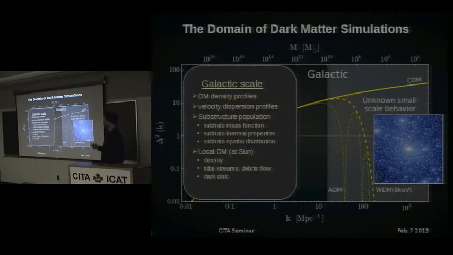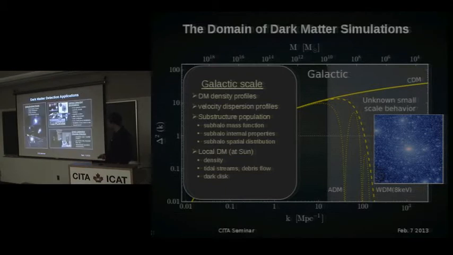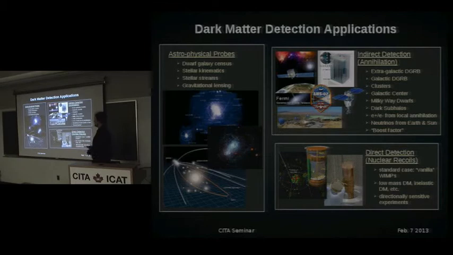And those are useful for learning density and velocity dispersion profiles in dark matter halos, and in particular about learning about the substructure. So the remnants of this hierarchical merging process that populate all these dark matter halos. Now, what's the connection here between the simulations and trying to learn what dark matter is?